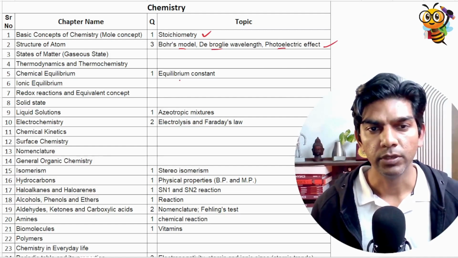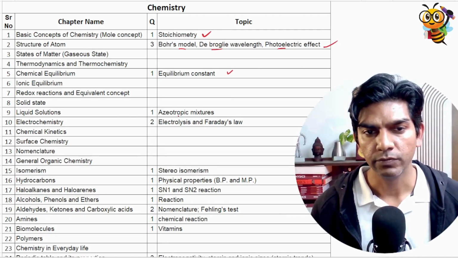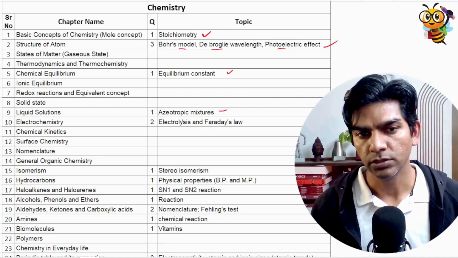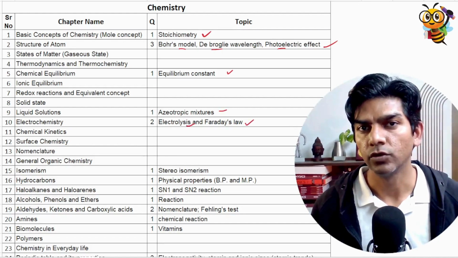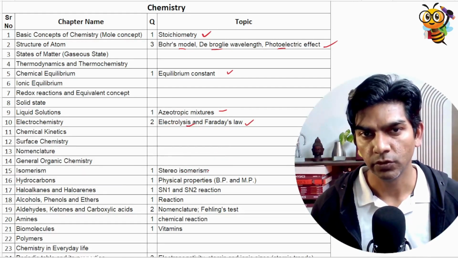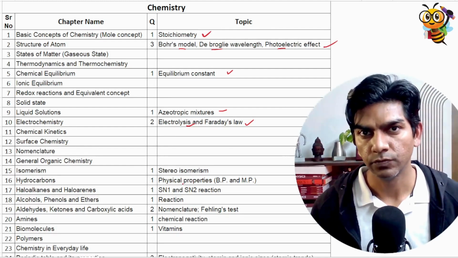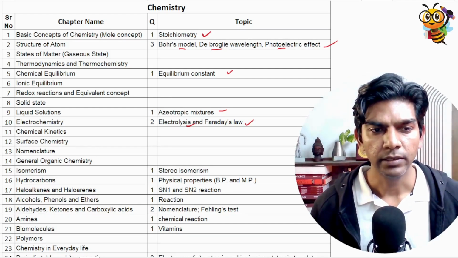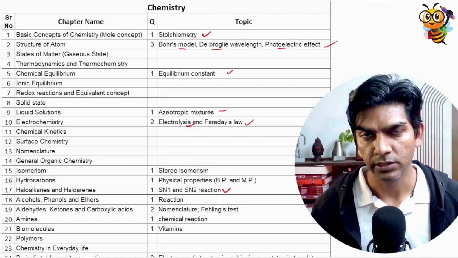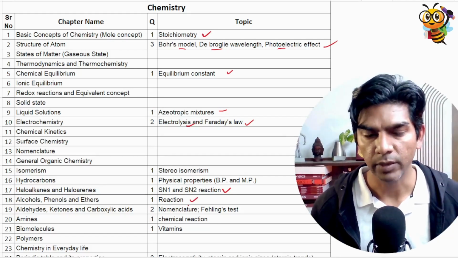And in equilibrium there was a question based on equilibrium constant. And in solutions there was a question from azeotropic mixtures. And in electrochemistry there were two questions, one from electrolysis and another from Faraday's law. And from isomerism there was a question on stereoisomerism. And in hydrocarbon there was a question based on the physical properties. And in haloalkanes and haloarenes there was one question based on SN1 and SN2 reaction. And in alcohol, phenol and ether there was a question based on the chemical reaction.